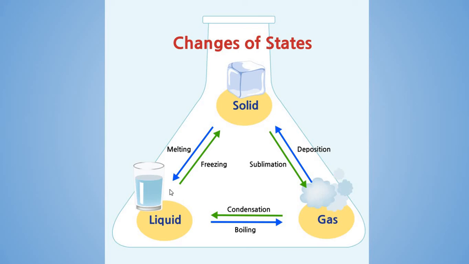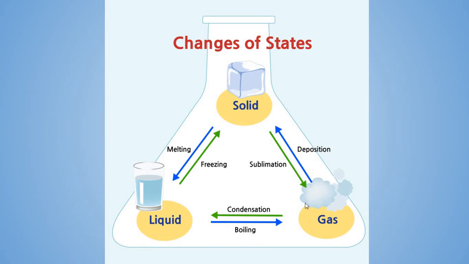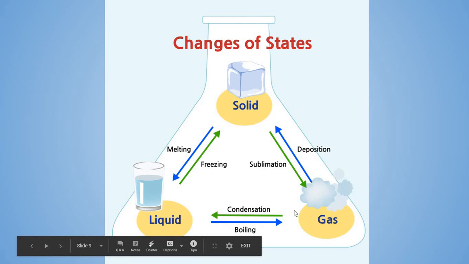Changes of states. We're going to review from last week's. So solid to liquid is melting. Liquid to gas is boiling. Gas to solid is deposition. Liquid to solid is freezing. Solid to gas is sublimation. Gas to liquid is condensation.